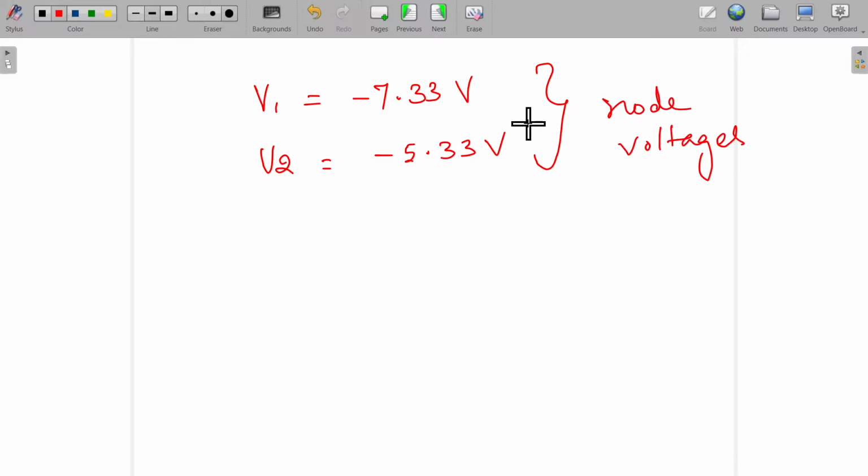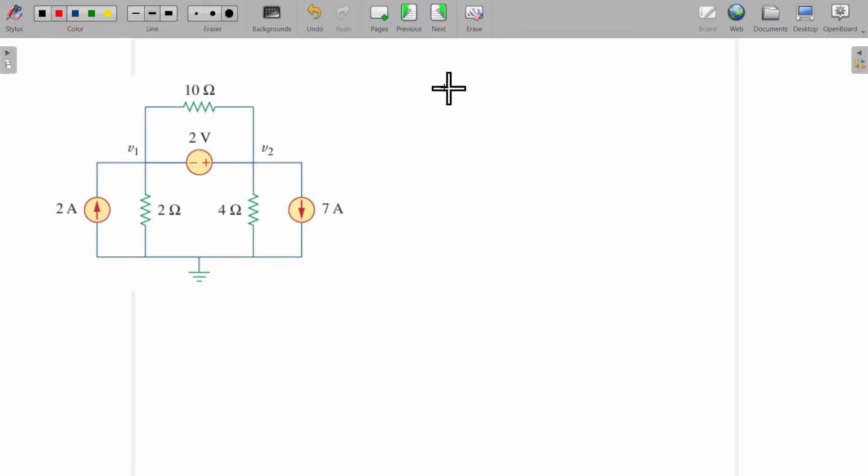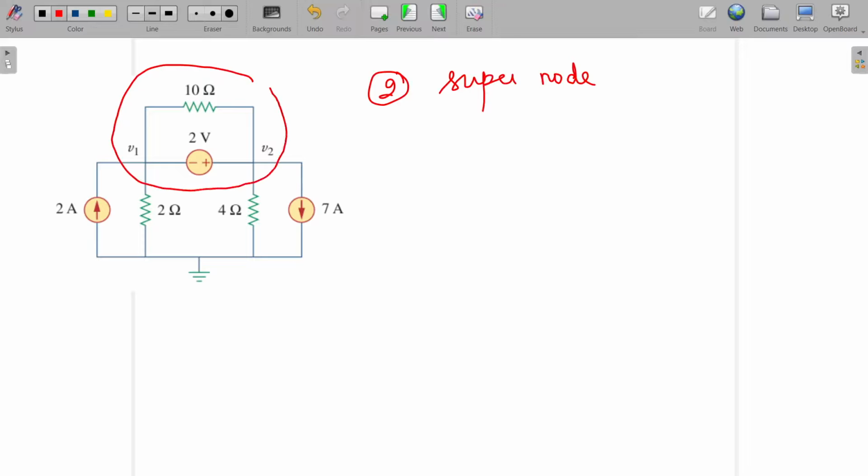So this is using the first method, what I have told you. In the second method, what I have told you is we have to form the supernode by combining this 10 ohm parallel resistance also.